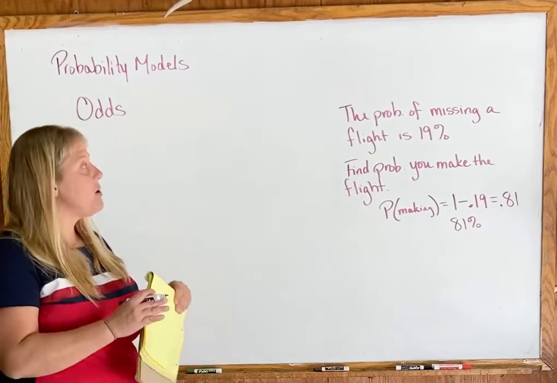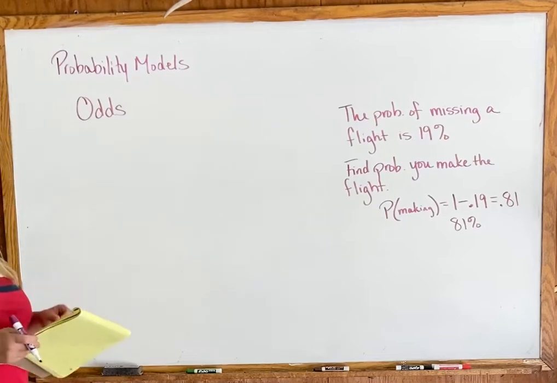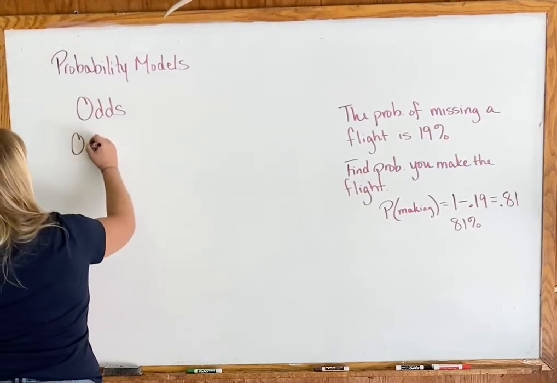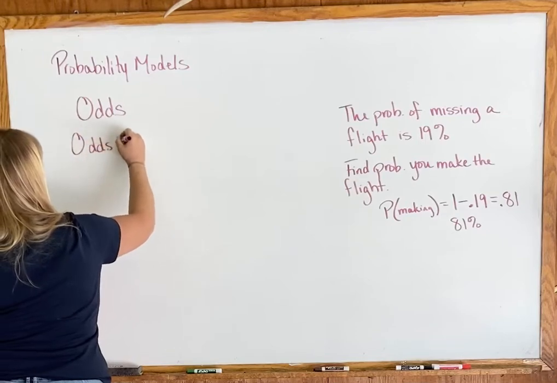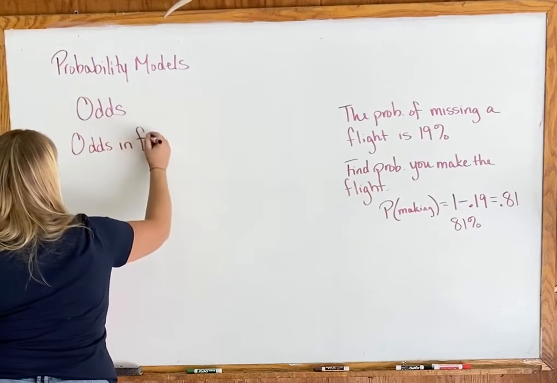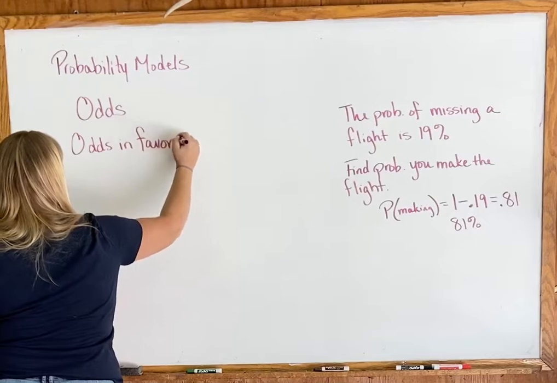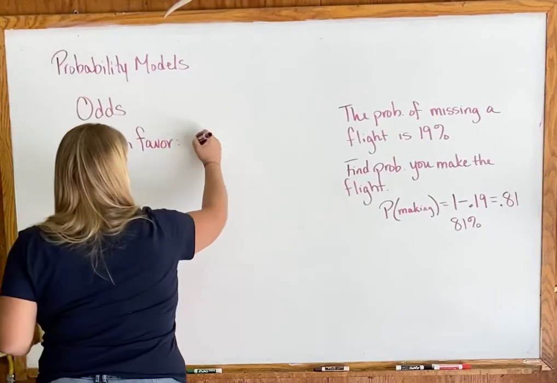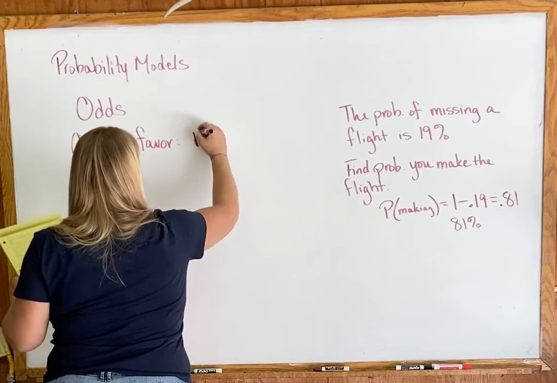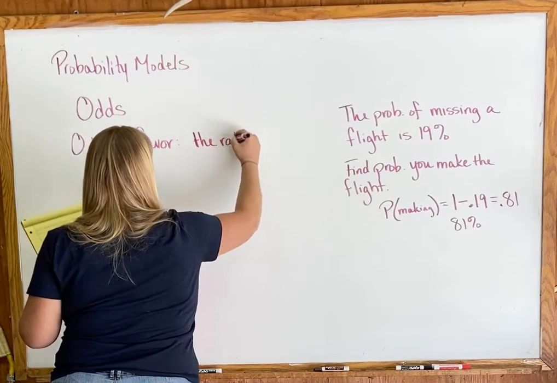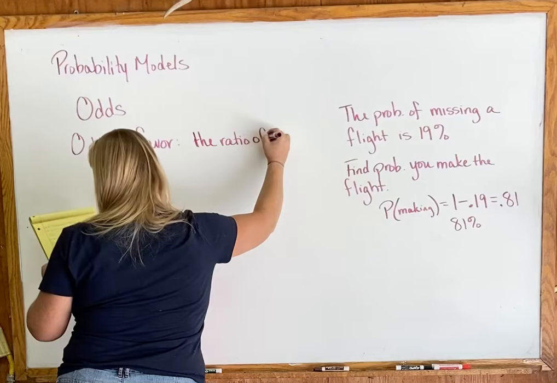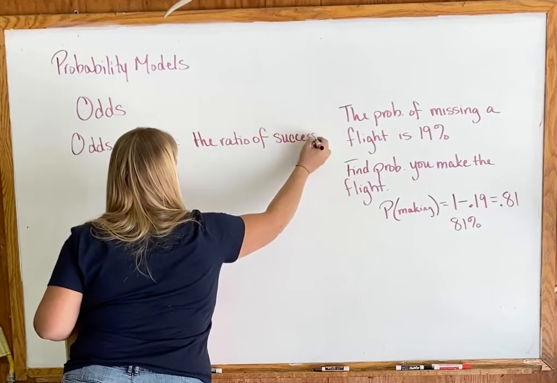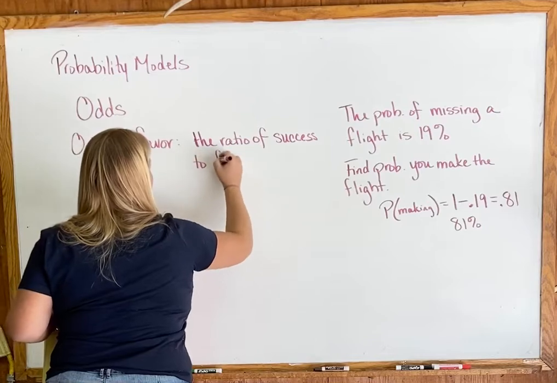So when we talk about odds, there are two ways that we can look at odds. So the first one is odds in favor. Odds in favor is the ratio of success to failure.